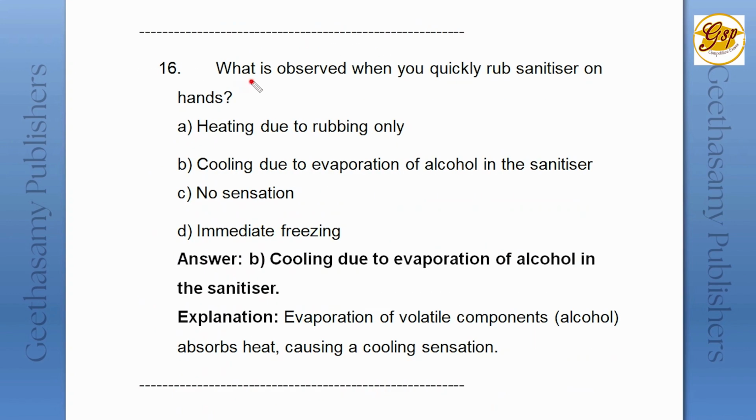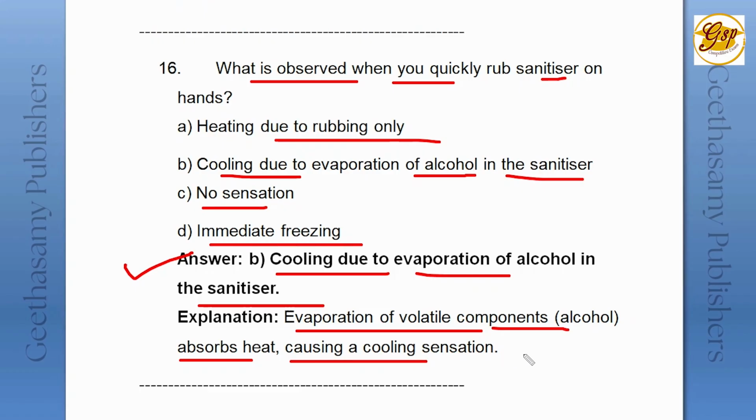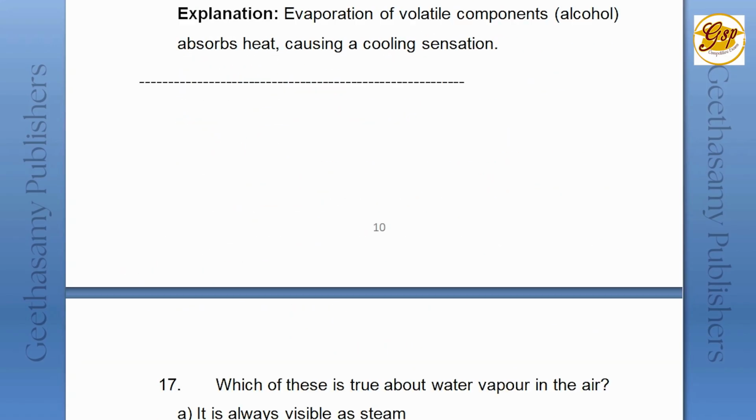16th question. What is observed when you quickly rub sanitizer on hands? Heating due to rubbing, cooling due to evaporation of alcohol in the sanitizer, no sensation, or immediate freezing. The correct answer is cooling due to evaporation of alcohol in the sanitizer. So evaporation of the volatile component, alcohol, absorbs heat, causing a cool sensation on the hand. So that's what happens. Right?